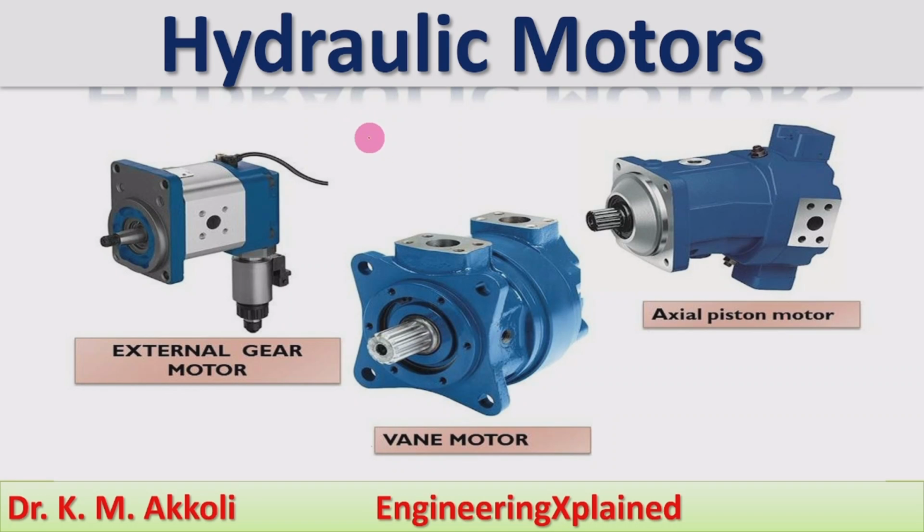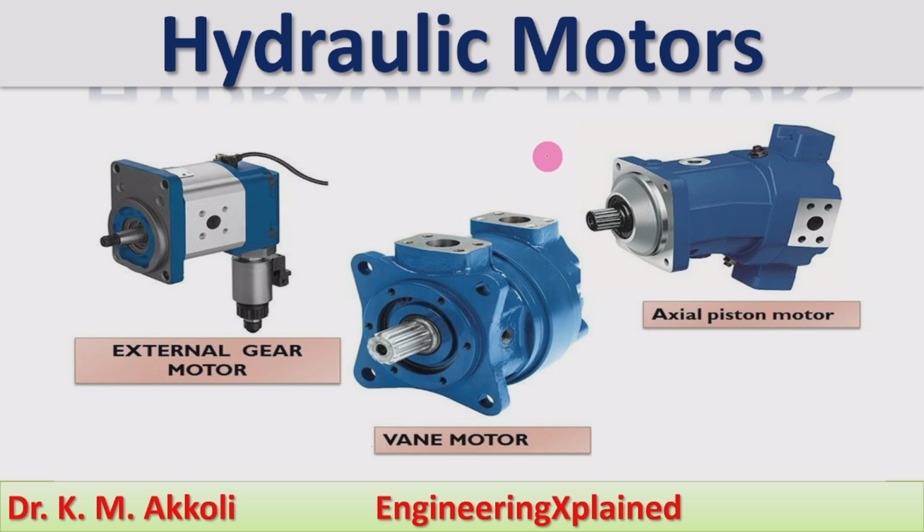In this session, I am going to explain the working of hydraulic motors. As I have discussed in the previous session, a hydraulic actuator is one which produces the output power in the hydraulic system. The output power may be linear or rotary. If the output power is a linear movement, we call those actuators hydraulic cylinders. If the output power is a rotary motion, we call those actuators hydraulic motors.